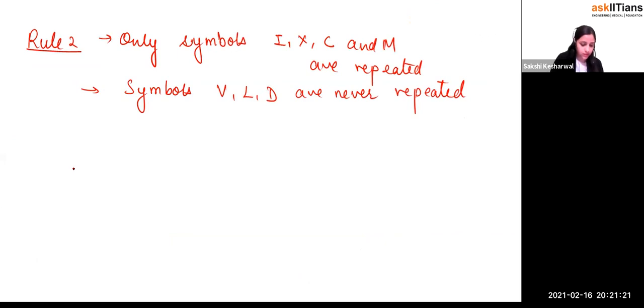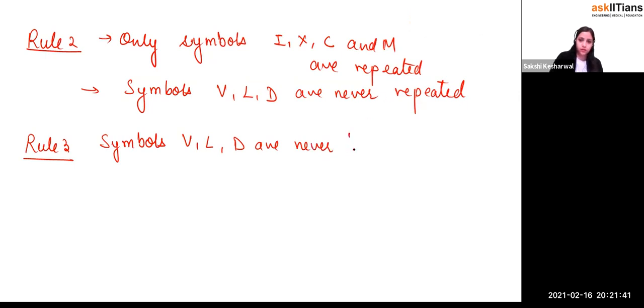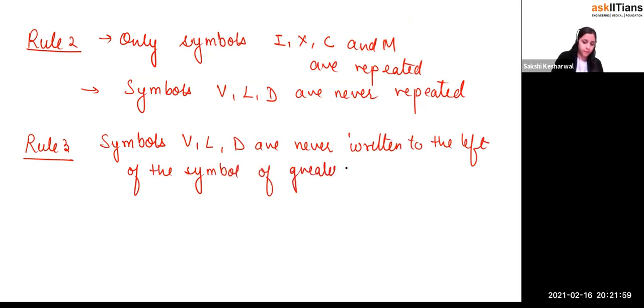Yeah, please write these down. The rules are incomplete in this PPT. Please complete the rules. It says rule number 3, please complete it. It says that the symbols V, L, and D are never written to the left of a symbol of greater value. Okay.